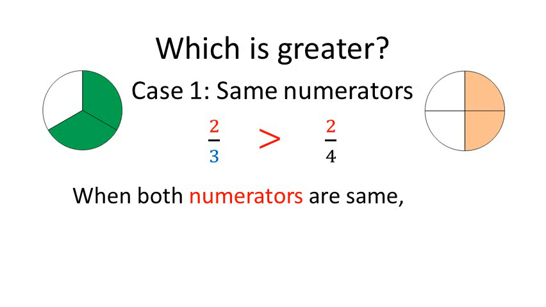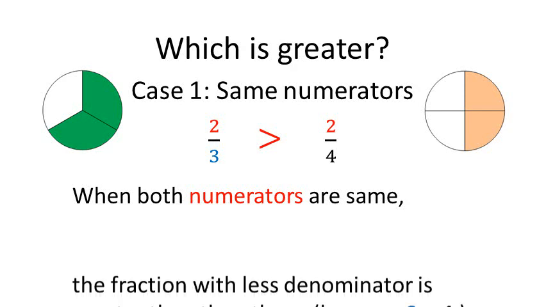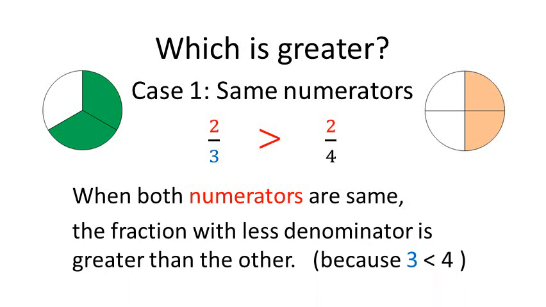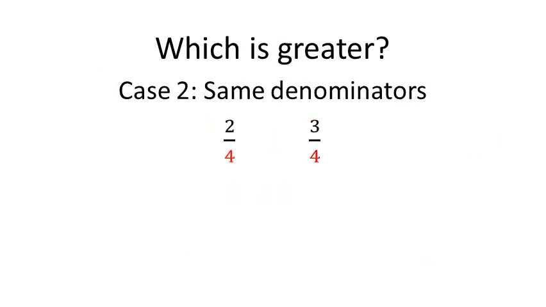When the numerators are the same, the fraction with the smaller denominator is greater than the other. In this example, because 3 is smaller than 4, 2/3 is greater than 2/4. Now let's look at the second case.